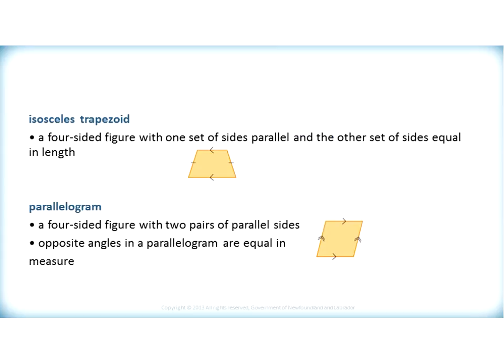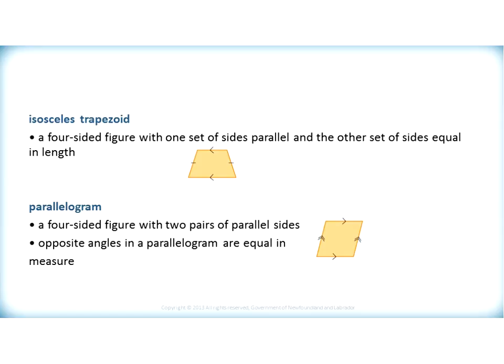Next, we have an isosceles trapezoid, and that's a four-sided figure with one set of sides parallel and the other set of sides equal in length. So it's a trapezoid because there's one set of parallel sides, and a trapezoid will only contain one set of parallel sides. And it's isosceles, much like in an isosceles triangle. In an isosceles triangle, there are two equal sides. Well, in an isosceles trapezoid, there are also two sides equal in length. And those sides are always the pair of non-parallel sides.